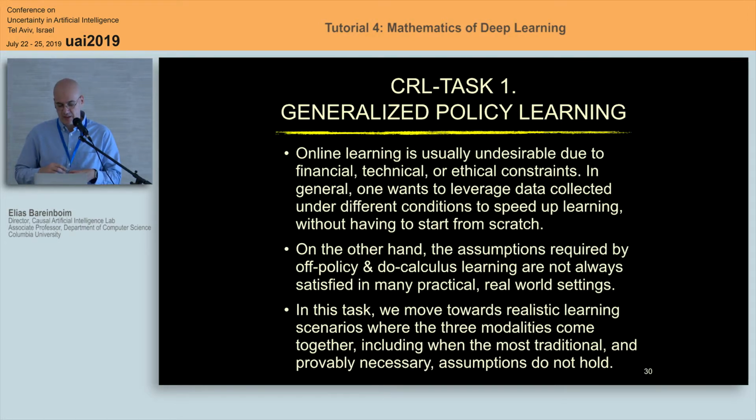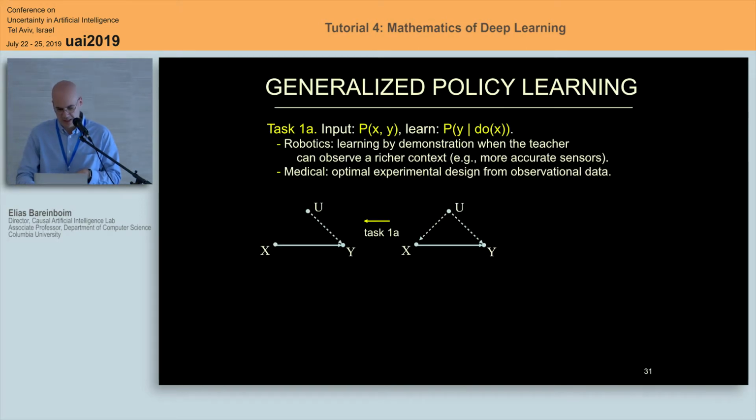In this task called GPL, we move towards realistic learning scenarios where the three modalities come together, including when most traditional assumptions are violated. Let me give you an example of what this means. The simplest possible setting is from the Ichikai paper in 2017. Suppose that in robotics you're learning by demonstration, when the teacher can observe a richer context than the student.